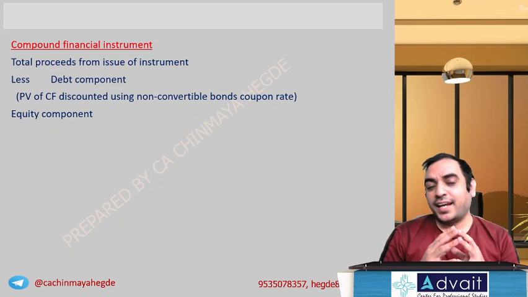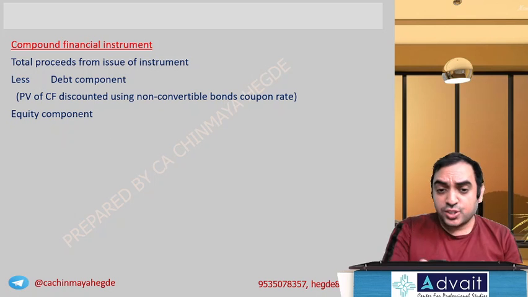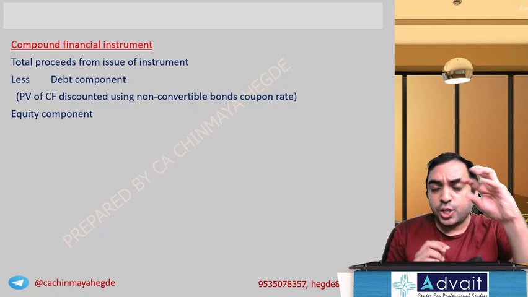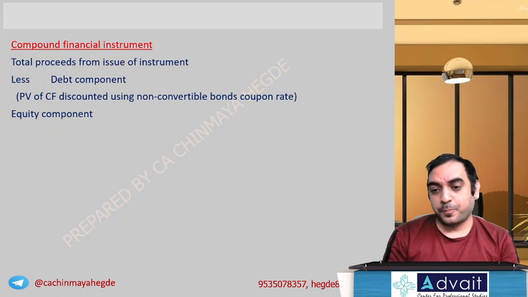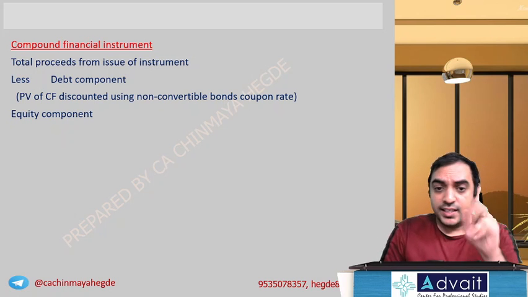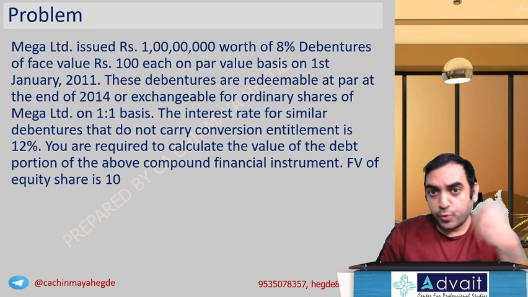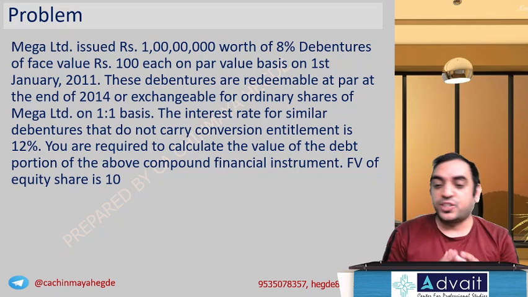What is the logic behind that, sir? Okay, so the calculation format is only this much. Total proceeds minus debt gives you equity. That's all they ask in the exam. But what is the logic behind this? We'll understand it once more. I hope you are aware of it by now, but I'll explain once more.